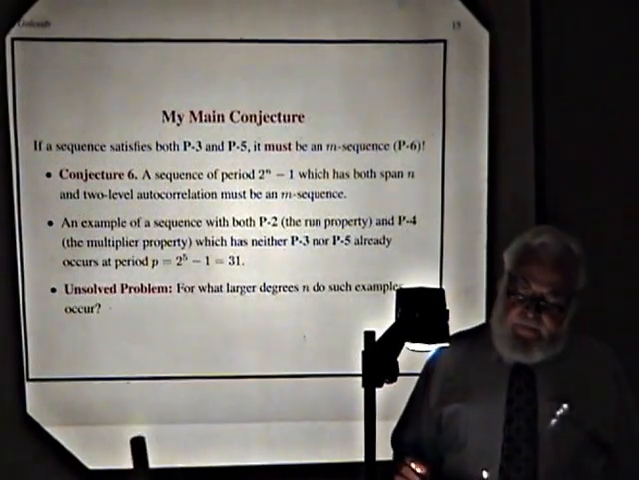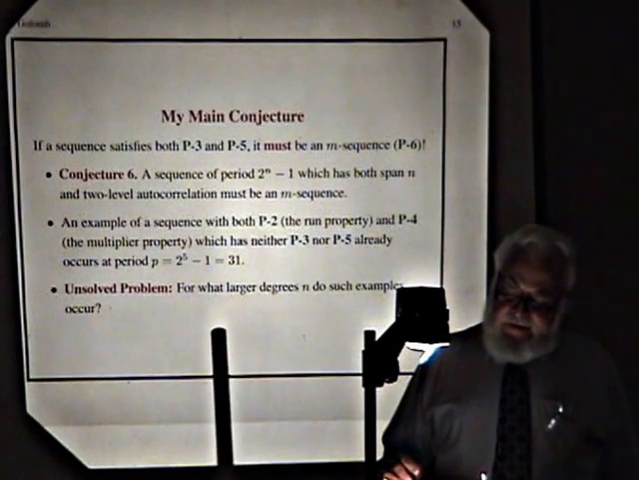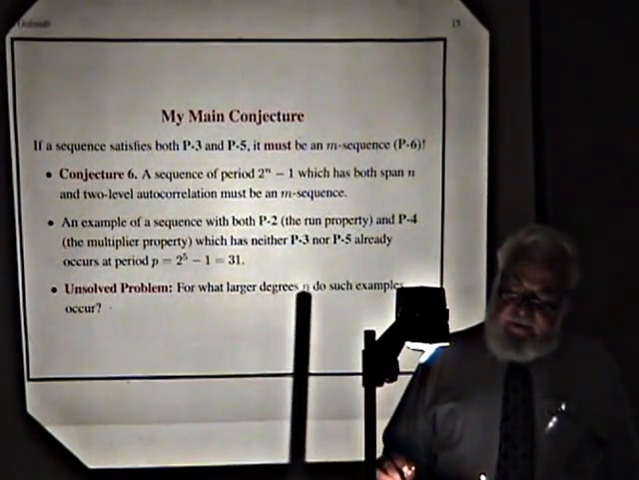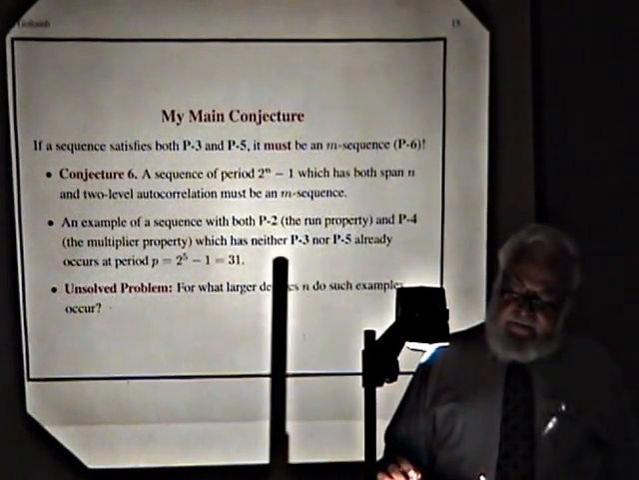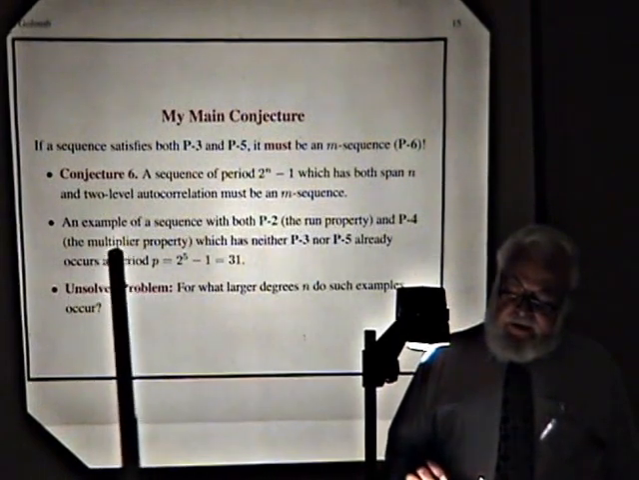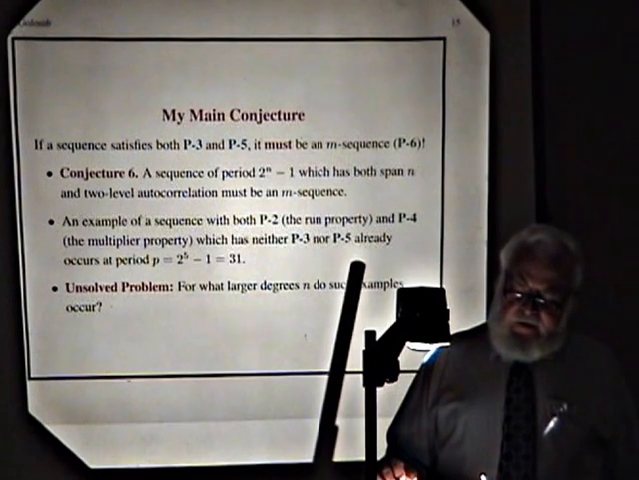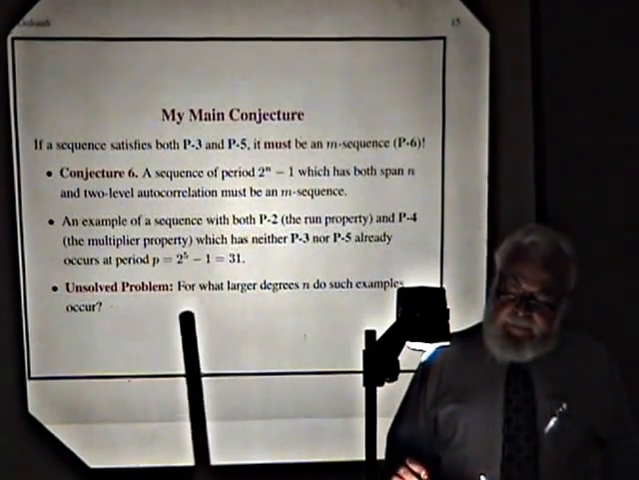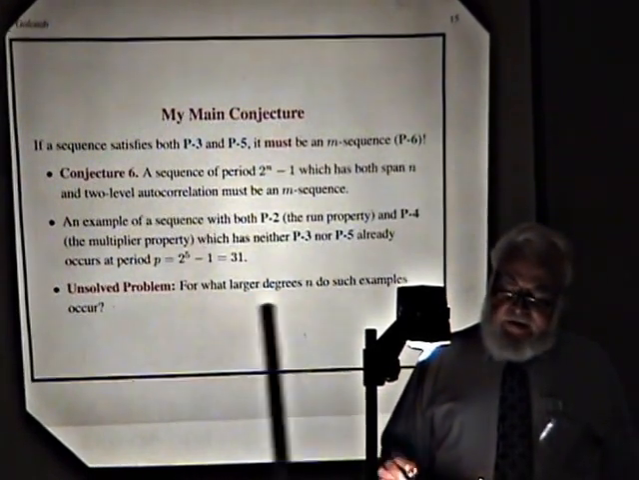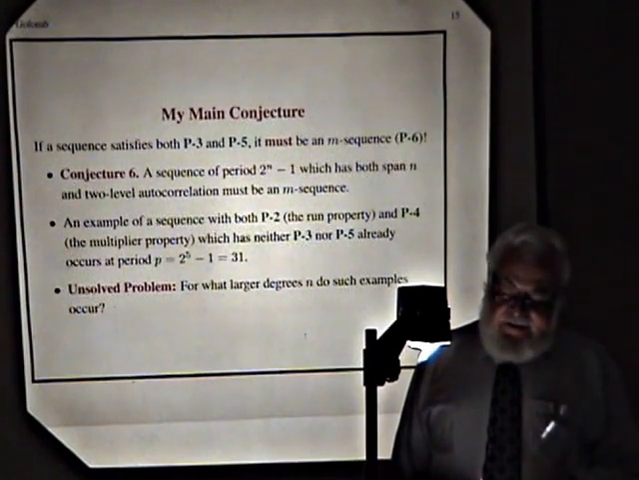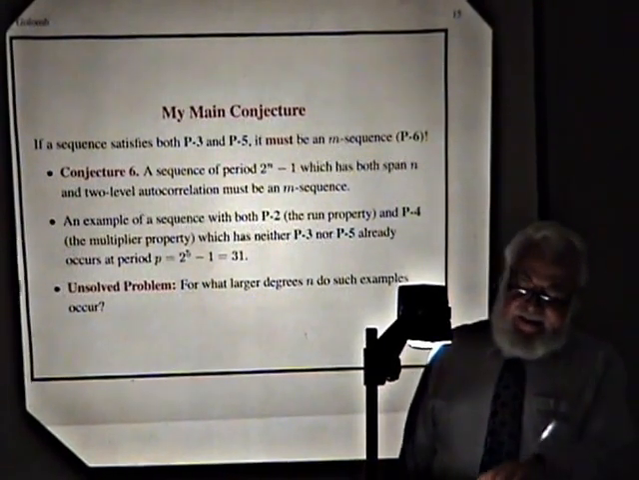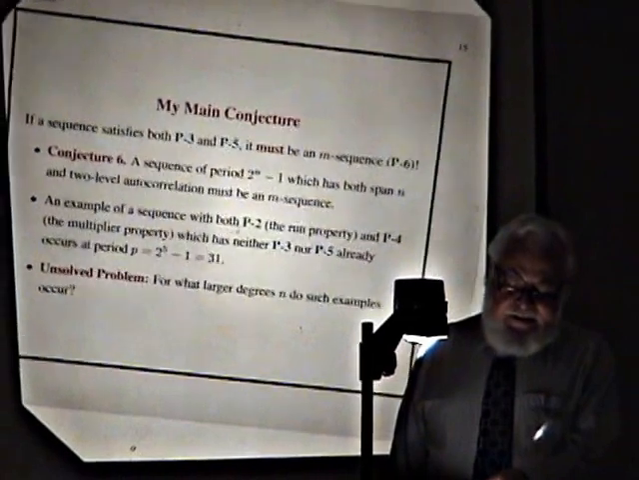An unsolved problem is to try to characterize the larger degrees where you can have both the run property and the multiplier property, but not the span n or the two-level correlation property. I'm not sure anyone has even looked very hard. It's not clear that there's any great interest in such examples other than as a mathematical curiosity.